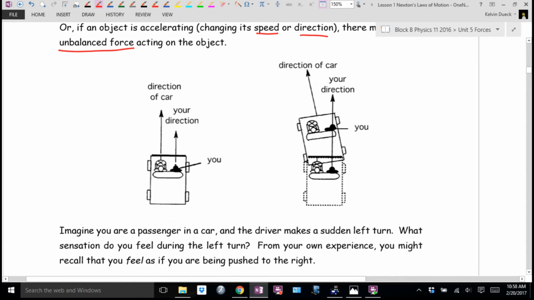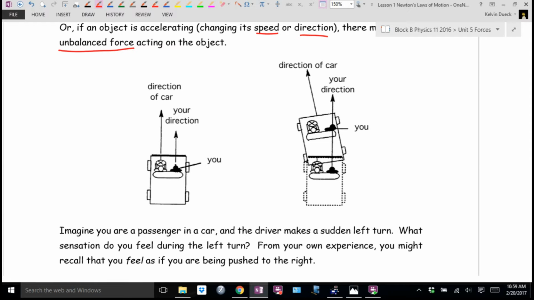I'd like you to imagine you're a passenger in the car, and the car makes a sudden left turn. What do you feel? Well, from your own experience, you might think that you're getting pushed to the right. You're not. And this is, I told you already, that your body is a backwards accelerometer, and now we're going to start to explain why that is the case. I did tell you that when you hit the brakes, you feel like you're getting pushed forward, you're accelerating backwards. When you floor it, you feel like you're getting pushed backwards, your body is accelerating forwards. We talked about the elevator.